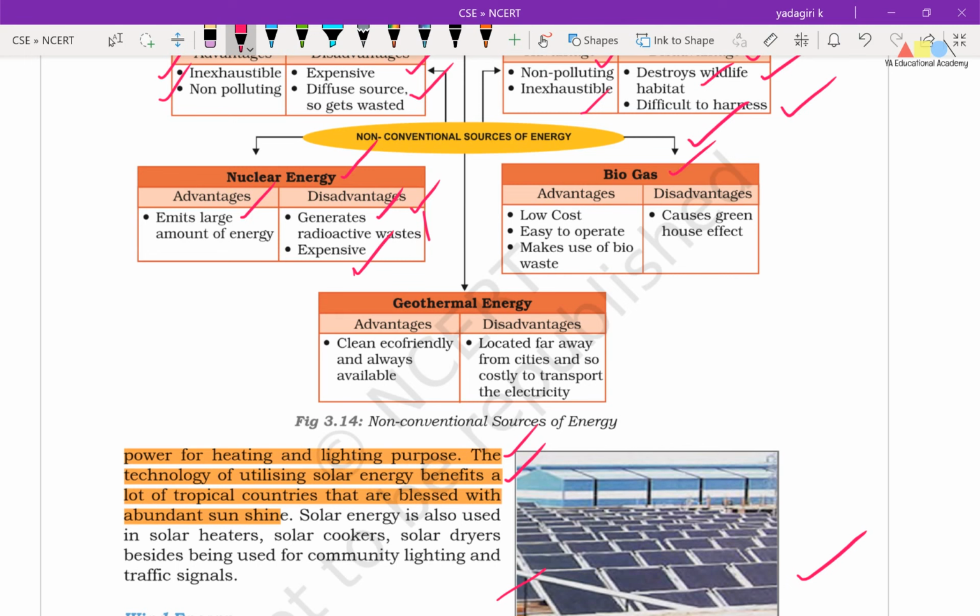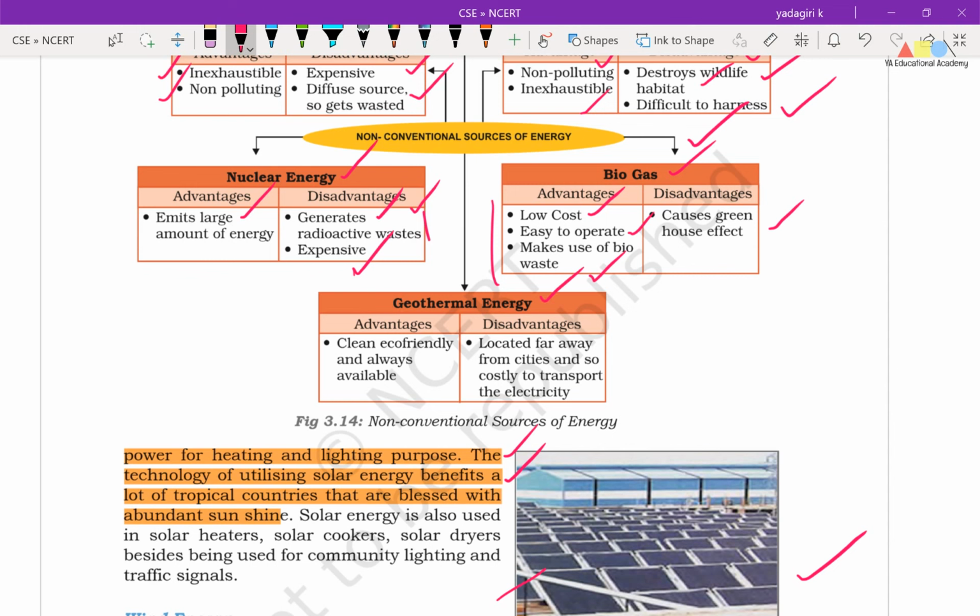Okay friends, about biogas, the advantages are it is of low cost, and it is easy to operate, and it makes use of bio waste. So the advantages are these, and the problem is it causes greenhouse gas effect, because it releases greenhouse gases.